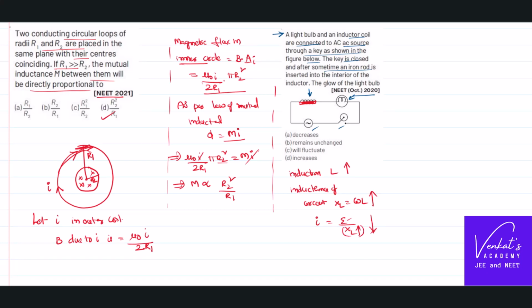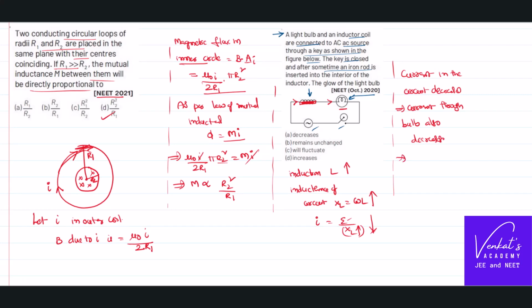So because of the placement of the rod, the current in the circuit decreases. As the current in the circuit decreases, since both are in series, the current through the bulb also decreases. That implies the same current flows now. The current through the bulb also decreases. As the current through the bulb decreases, it glows with less brightness, right?